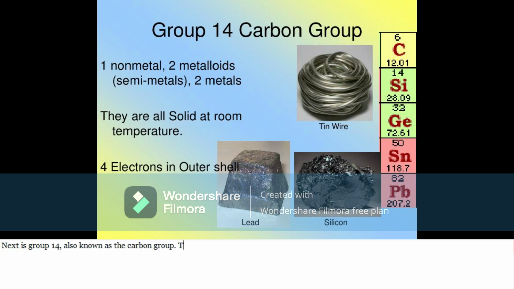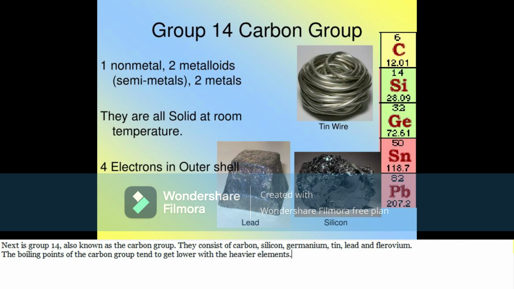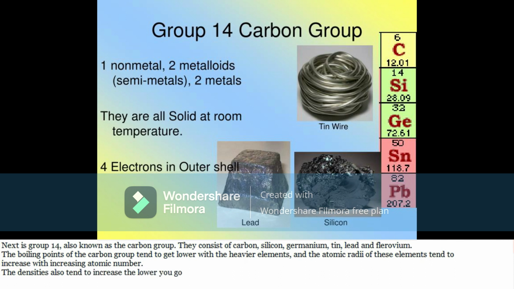They consist of carbon, silicon, germanium, tin, lead, and flerovium. The boiling points of the carbon group tend to get lower with the heavier elements, and the atomic radii of these elements tend to increase with an increasing atomic number. The densities also tend to increase the lower you go. For example, carbon has a density of 2.26 grams per cubic centimeter, while lead has a density of 11.3 grams per cubic centimeter.